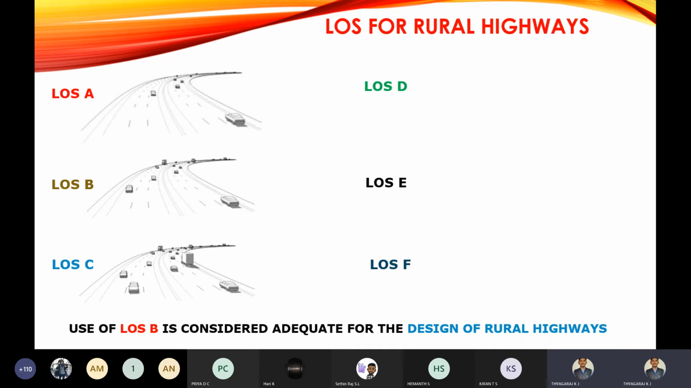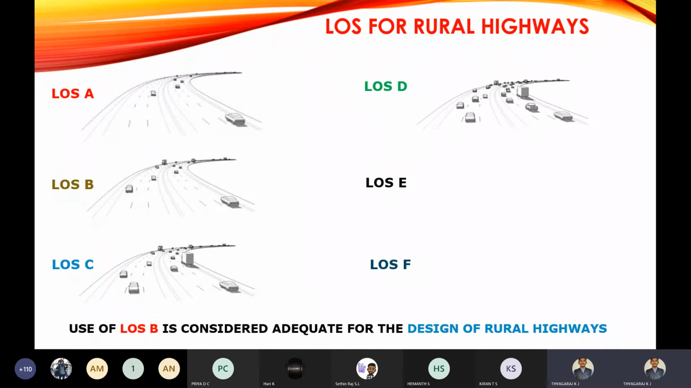Then comes level of service C. We can observe extra vehicles are added, that is, more vehicles are added. As more vehicles are added, the speed is going to reduce. Then your comfort and convenience declines noticeably. Then comes level of service D.